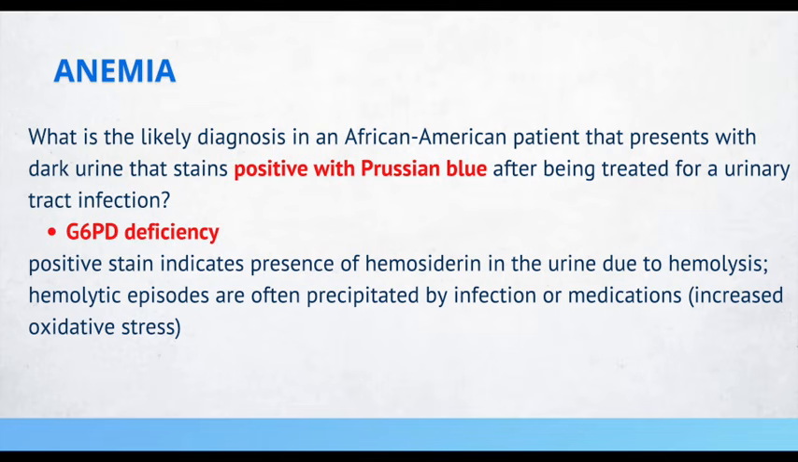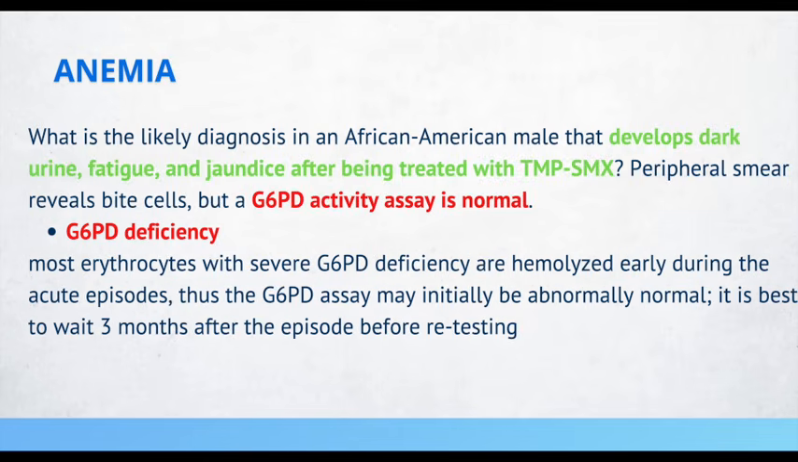The hemolytic episodes seen in patients with G6PD deficiency are often precipitated by infection or medications. Now let's take a closer look at another question. What is the likely diagnosis in an African American male that develops dark urine, fatigue, and jaundice after being treated with trimethoprim? Also, peripheral smear reveals white cells and a G6PD activity assay that is normal.